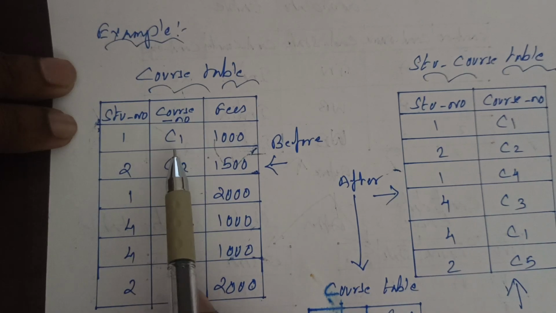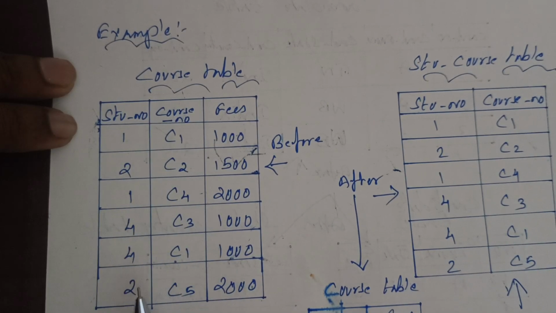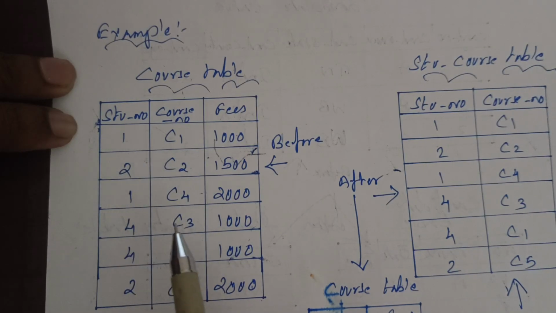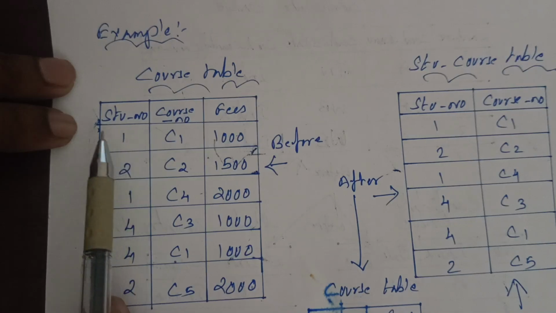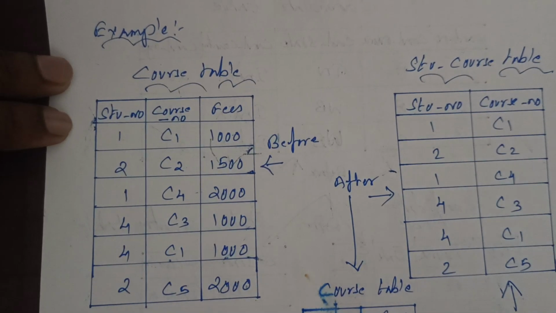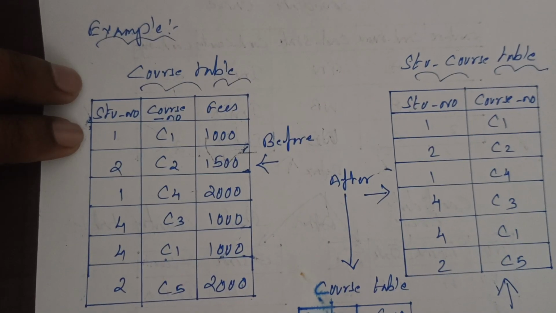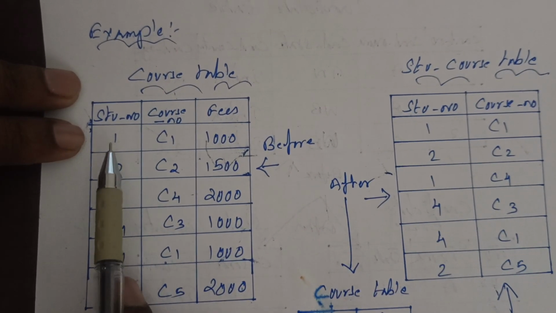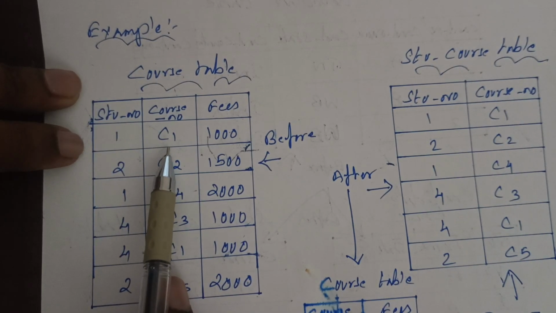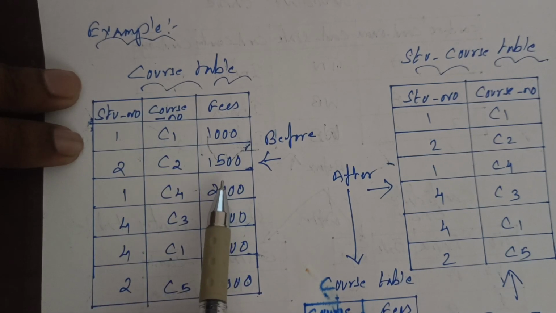Now a student number, that is 1, right? It is repeating twice here. You can see the course number. The student can take multiple courses and the fees may differ. Okay, so now we are going to see how this particular table can be reduced into a non-redundant form, right? So in order to do this, say for example, student number always depends on course number, and this course number always depends on fees, right?